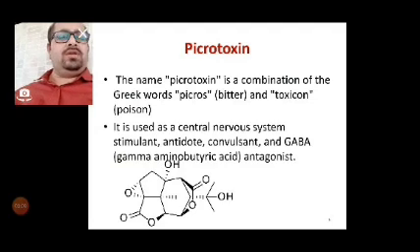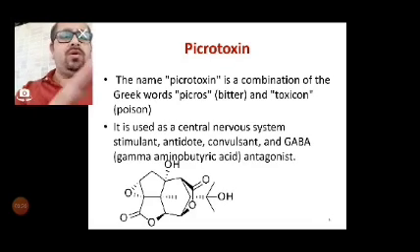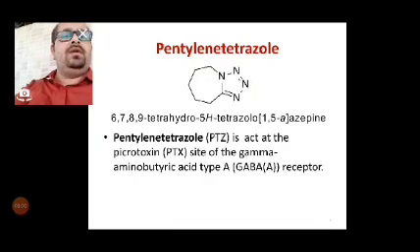If you look at the structure of a picrotoxin on a slide, it's a three fused ring system in which two rings are hetero ring and one ring is not hetero ring. So this is about the structure of a picrotoxin. It's a little bit complex structure. Try to remember this structure.